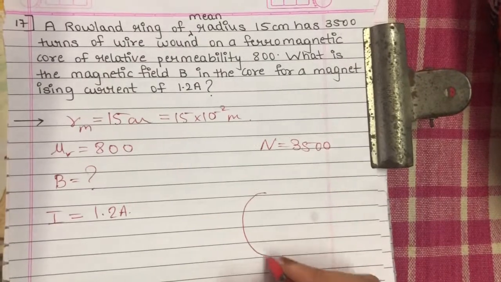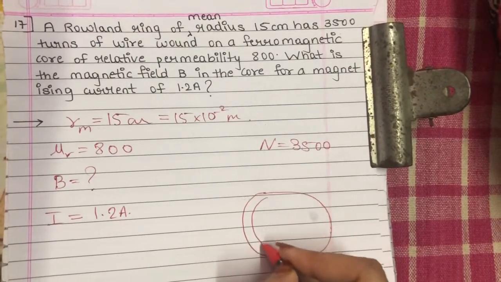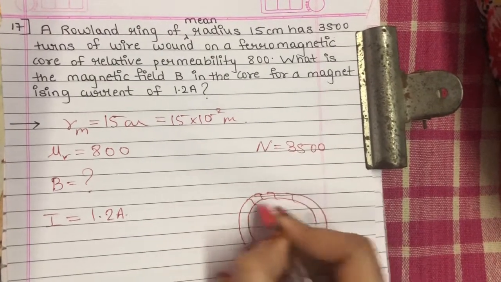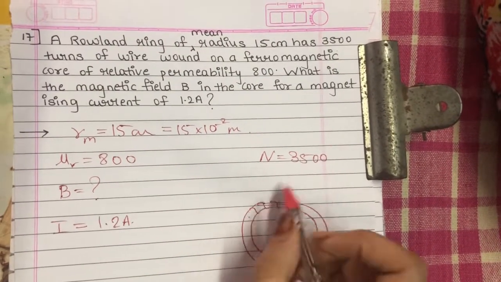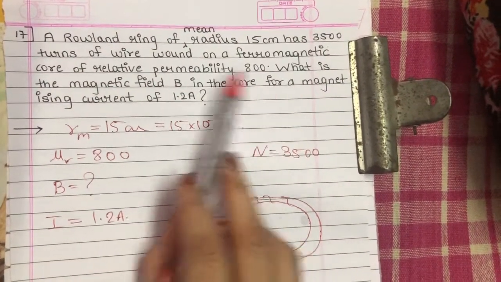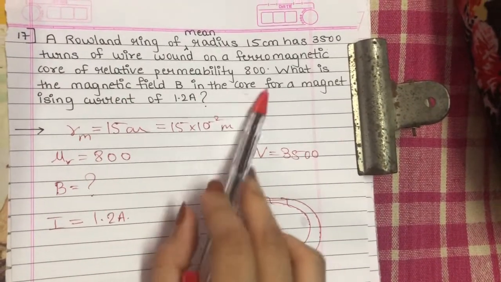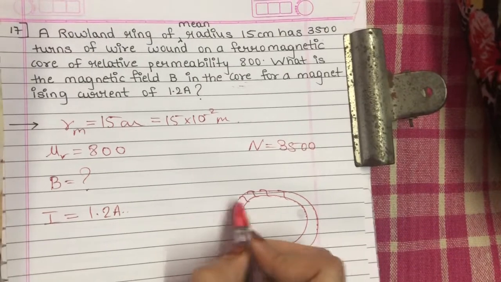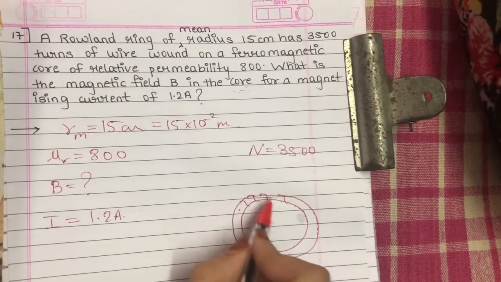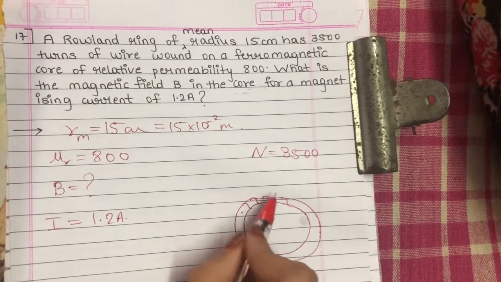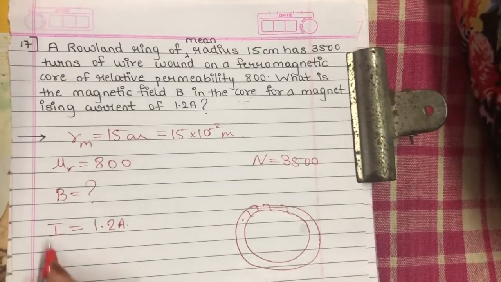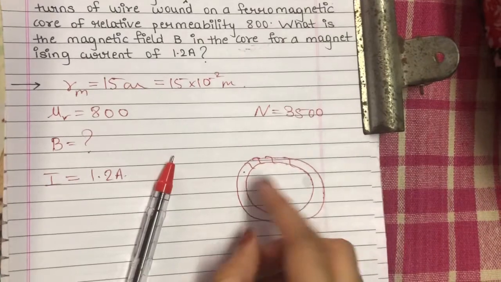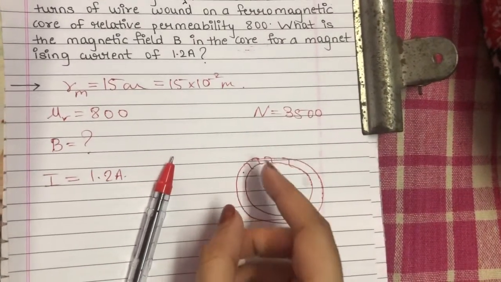What is Roland's ring? It is a ring, and on this ring the wire is wound. So what will be the magnetic field in the core for a magnetizing current? If current 1.2 ampere is passing through these wires, then what will be the magnetic field in the core? Now this is nothing but a solenoid. You can consider a solenoid which is curved in this form.